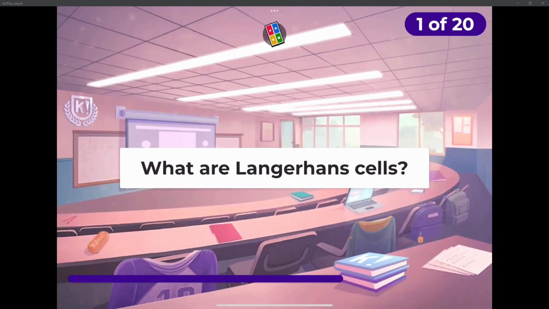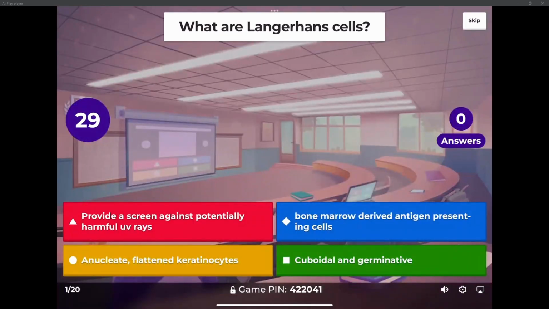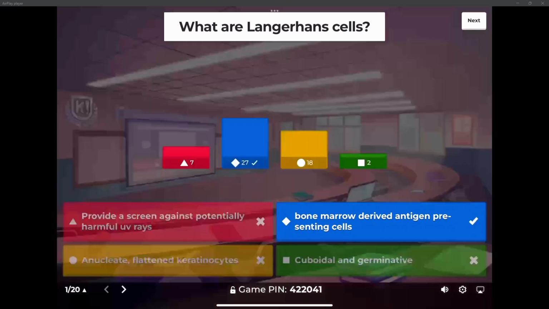Okay, what are Langerhans cells? So provide a screen against potentially harmful UV rays. What cells do that? Melanocytes. So we know it can't be that one. Then we're left with three more. We got a lot of time here, but yeah. Langerhans is the immunity part of the skin, antigen presenting cells to the white blood cells to take care of.